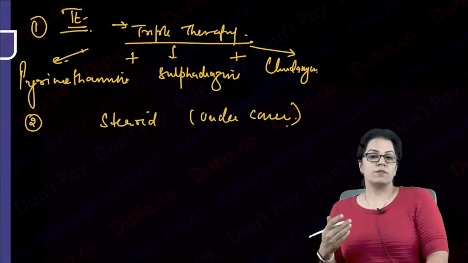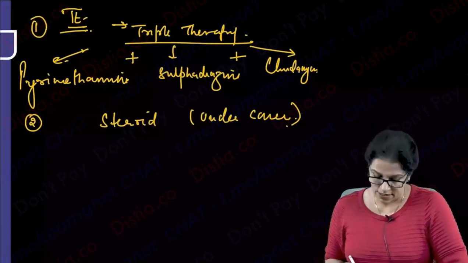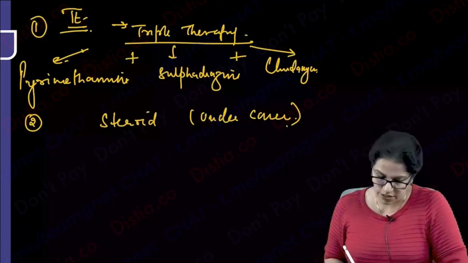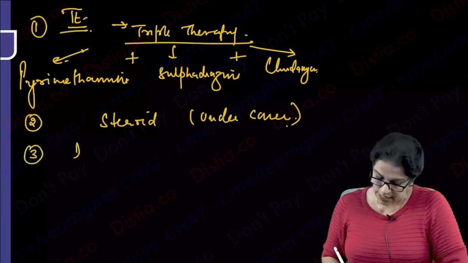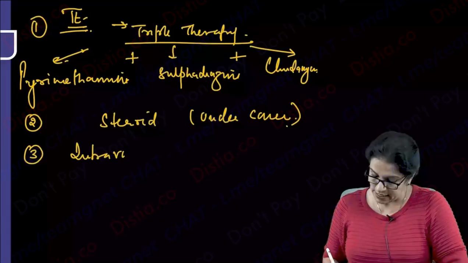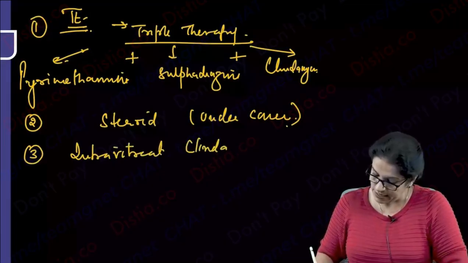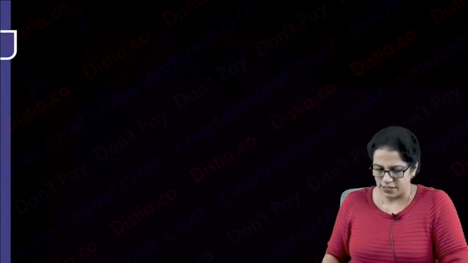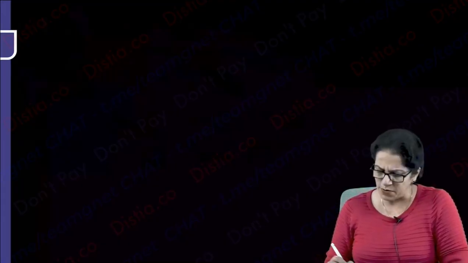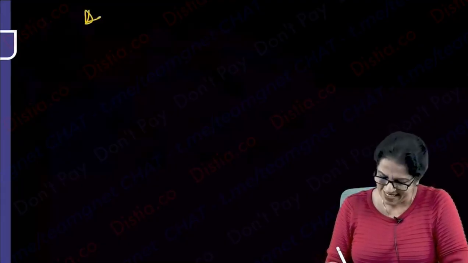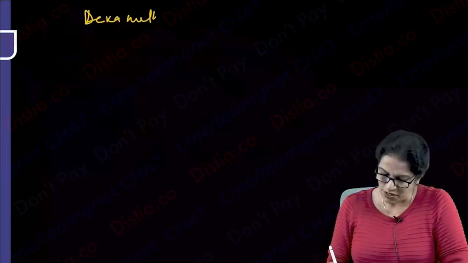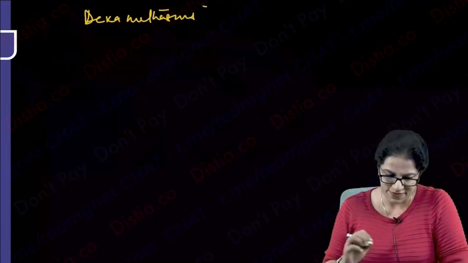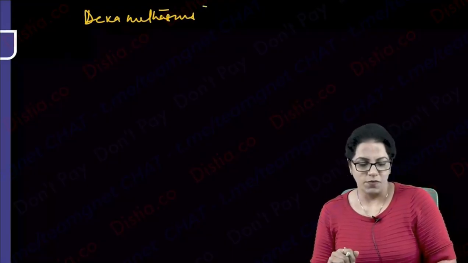And one option is intravitreal therapy. If I have to give intravitreal, I can give intravitreal clindamycin with dexamethasone. Just have an idea, we are giving the usual drugs that we use to treat toxoplasmosis. No details will be asked, right? Just note it down for yourself. So these are some of the options.